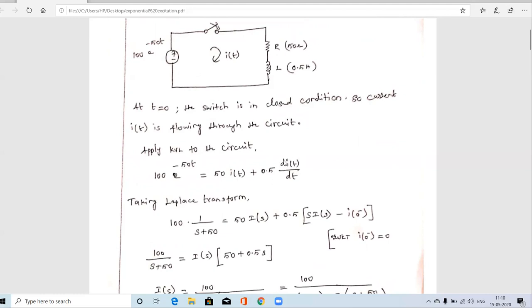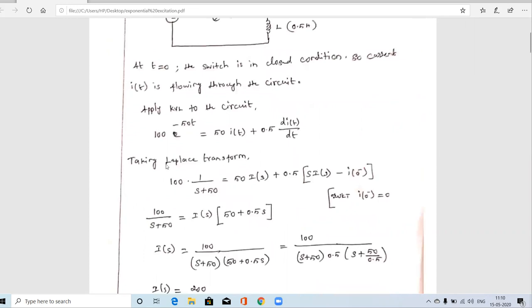In order to solve this i of t, we may use the time domain method or the Laplace domain method. But the time domain method is very tedious, so that's why we are using the Laplace transform method. The next step is to take the Laplace transform. On the left side, the constant 100 stays as it is.